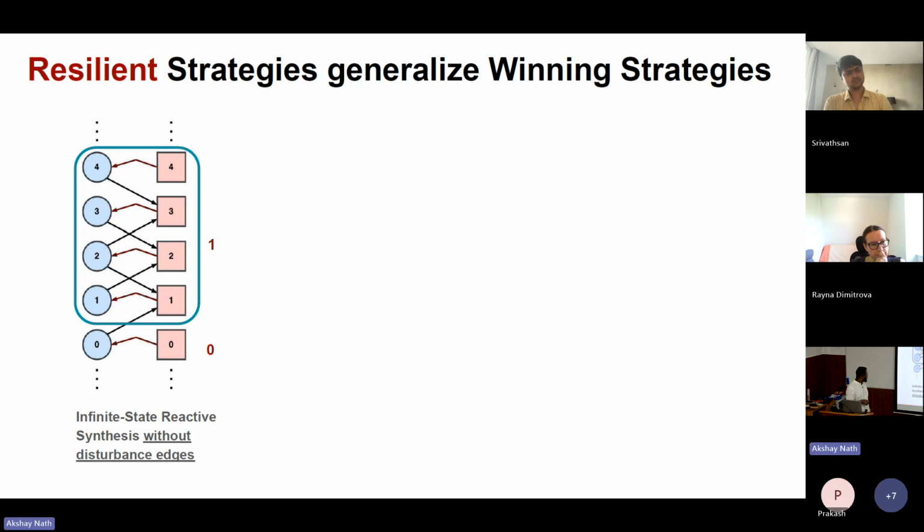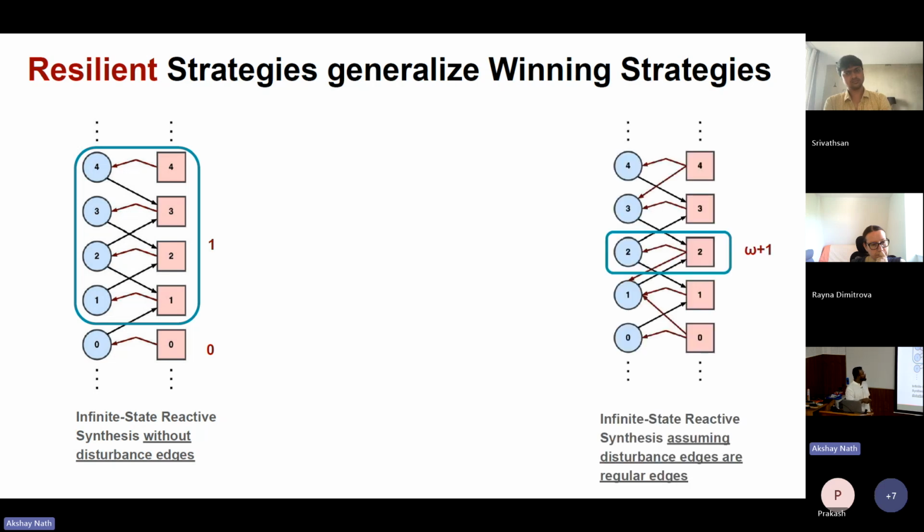This is the case when you do an infinite state reaction system problem without any disturbance edges. On the other hand, if you model all the disturbance edges as powerful entities, and you feed it into an infinite state reaction synthesis solver from the first part, and you get a winning region, either it would say it's unrealizable, in the sense a winning region does not exist, or it gives the most restricted region such that this region can win against any possible disturbances. It could be dashed as well as solid.